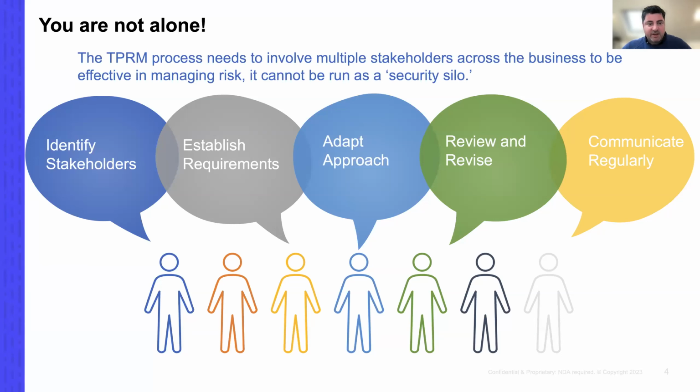So if we're only looking at risk, then obviously we're not going to have an accurate risk position. We really need to factor in that threat dynamic as well. So that review and revise is absolutely critical. We need to constantly evolve to make sure that the process is meeting the business needs. And how do we do that? We need to communicate regularly.